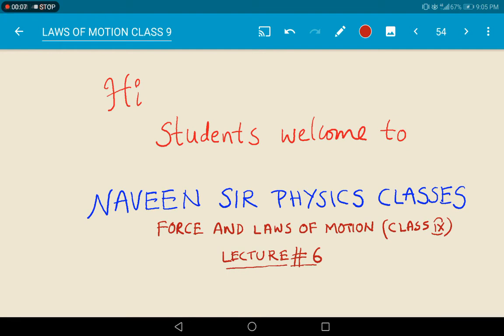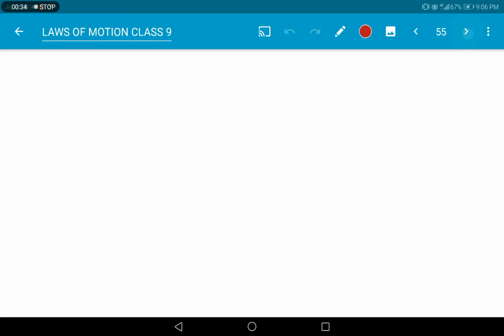Today we are going to learn Newton's third law of motion. In lectures 4 and 5 we discussed momentum and the second law of motion, and we also did some problems based on Newton's second law as well as momentum. So in this session we are going to deal with Newton's third law of motion.